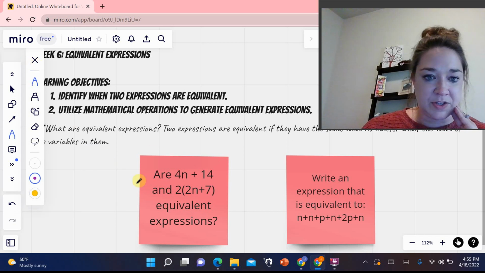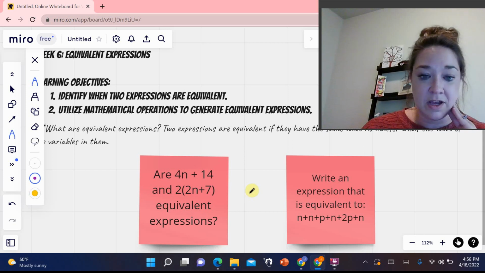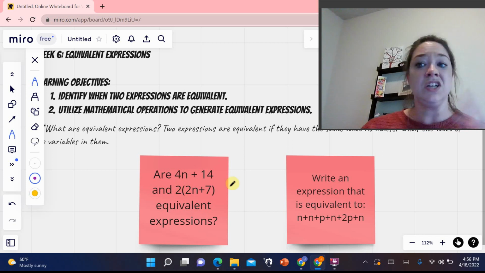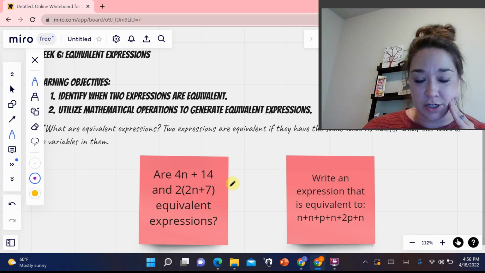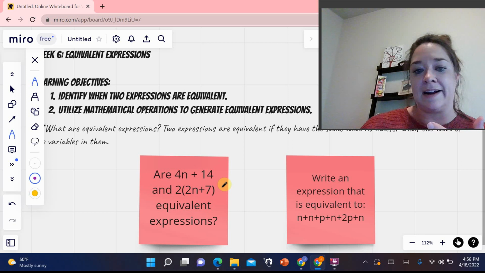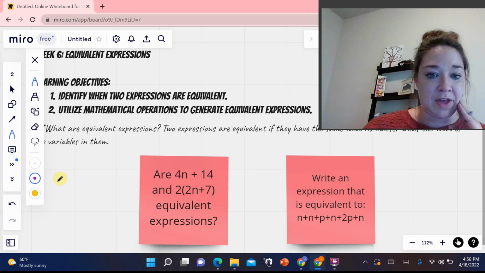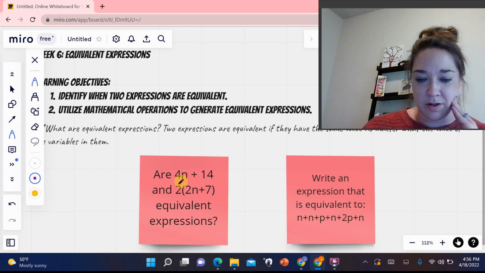And when we're looking at my first sticky note here, it says, are 4n plus 14 and 2 times 2n plus 7 equivalent expressions? When I see that I have 2 as a factor in front of these parentheses containing 2 terms, that's where my brain connects that I can distribute that 2 as a factor to both terms inside the parentheses. And that's my distributive property, when that 2 gets to act as a factor to all of those terms inside the parentheses. And I'll remind you what that looks like. And I like to use this on the whiteboard in the classroom, so I'll show you.